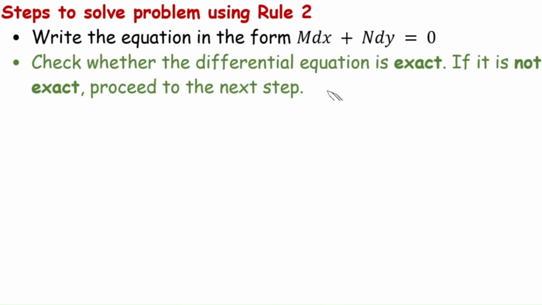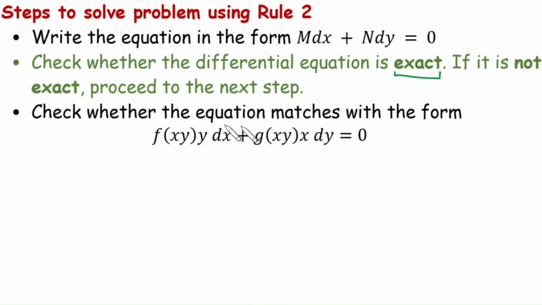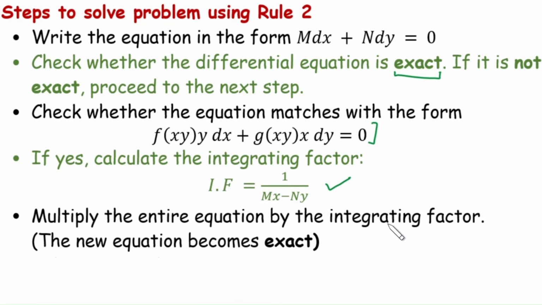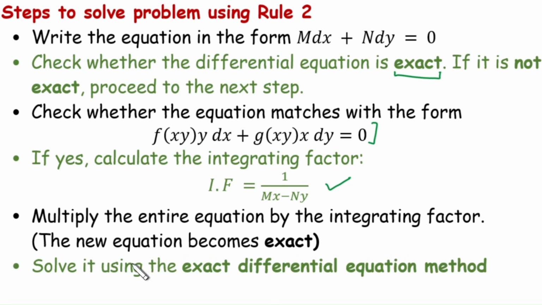After that we check whether the differential equation is exact. If not, we proceed to the next step. If yes, then we directly write the solution. Then we check whether the equation matches this form or not. If yes, then we find the integrating factor by this form. Multiply the entire equation by the integrating factor. This gives you a new equation that becomes exact. And again, once we have an exact differential equation, we can write the solution by the exact differential equation method. Now let's understand this rule clearly by solving a few examples.